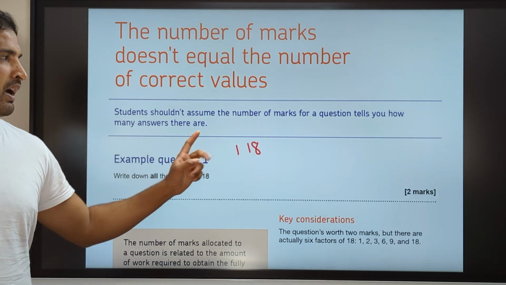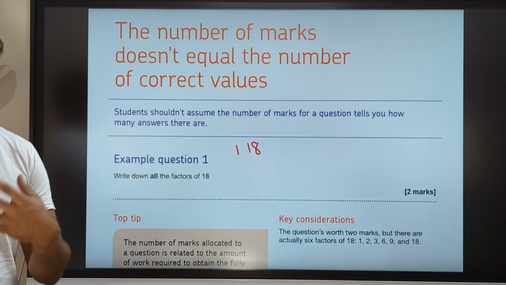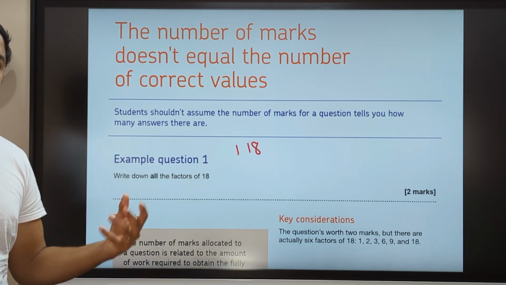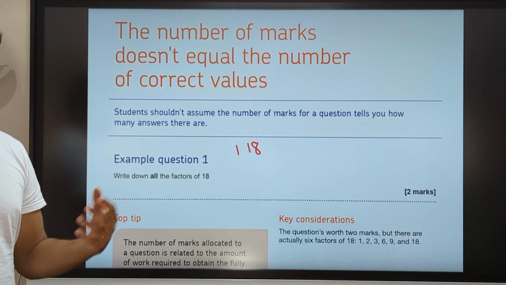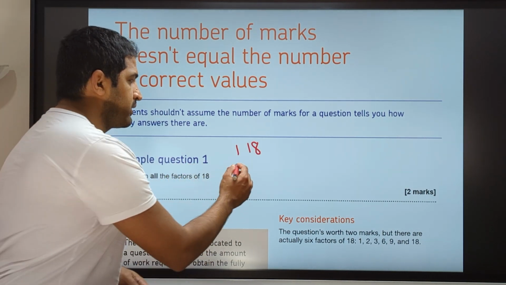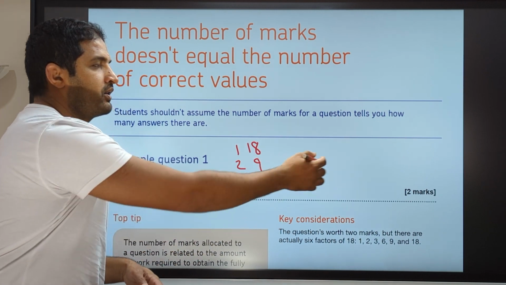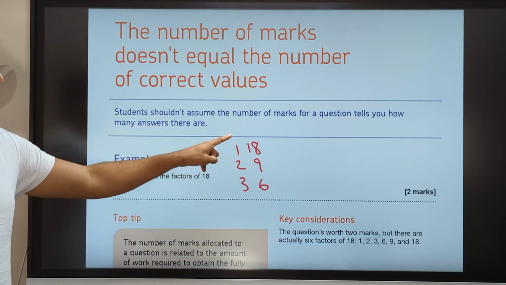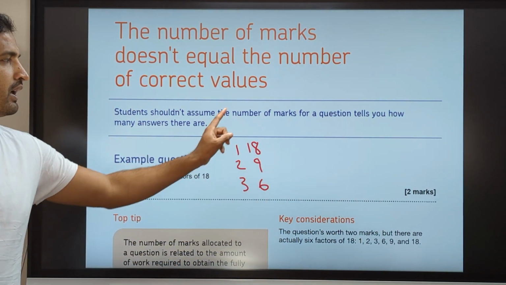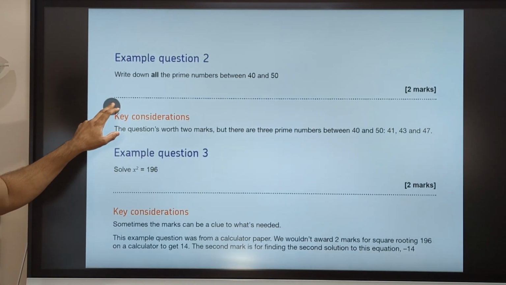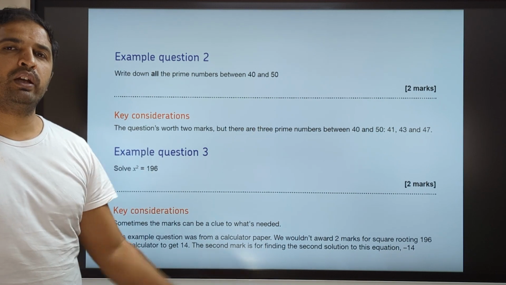You'd probably get 1 mark for getting 3 correct factors or 4 correct factors. Most likely with 3 correct factors you get 1 mark, and another one for all 6 of them correct, you get 2 marks. So we can say 2 and 9, 3 and 6. So these are all the factors of 18. And then if you get 3 of these correct, you get 1 mark, and all of them correct, you get 2 marks.